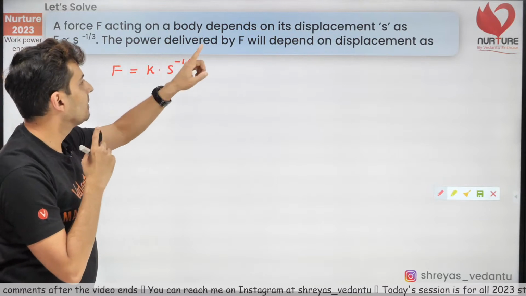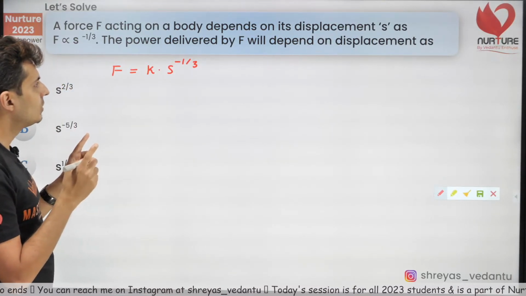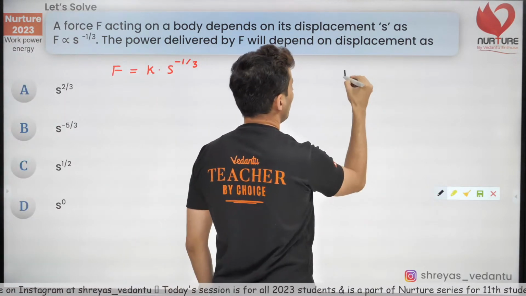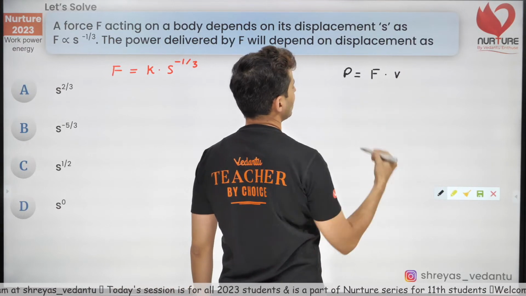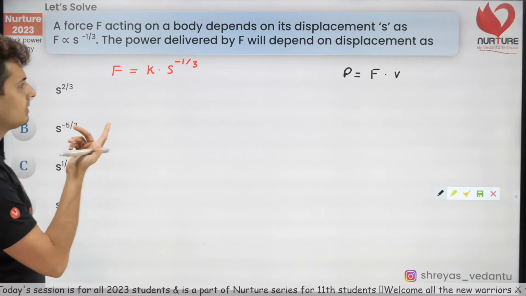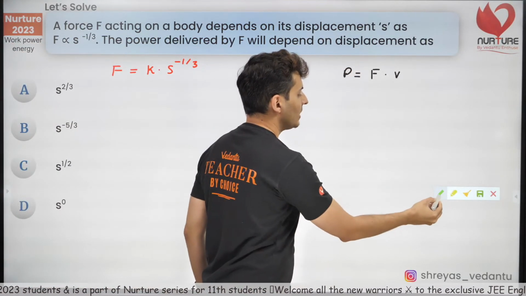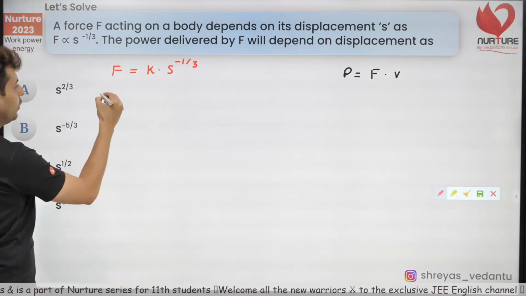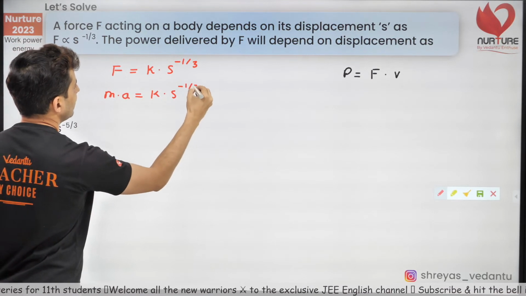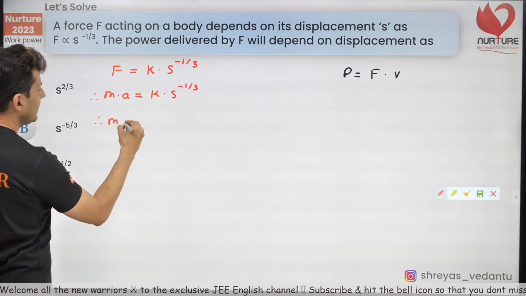How will the power depend on the displacement? Power is force into velocity, and I don't know how the velocity is changing. Velocity can also depend on the displacement, so I need to be very careful about this. So let's do one thing. How about writing force as mass into acceleration, which will become k into s raised to minus 1 by 3. I can write acceleration as dv by dt.